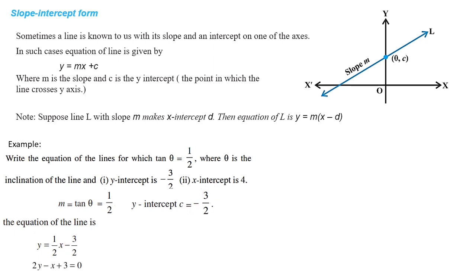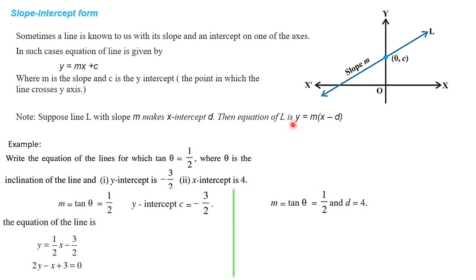C is minus 3 by 2. Then when you take the common LCM 2 and cross multiply, it will be 2y. This x will be coming to the left side, minus x plus 3 is equal to 0. Simplification form is this one. Then next, m is equal to tan theta, that is equal to 1 by 2. That means the slope is 1 by 2 and the x-intercept is 4. That means d is equal to 4.